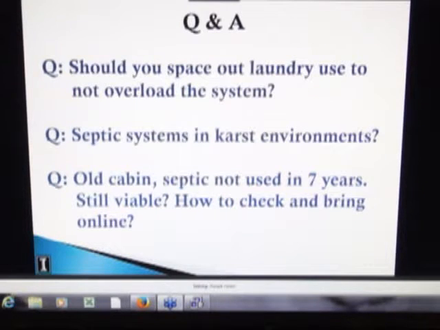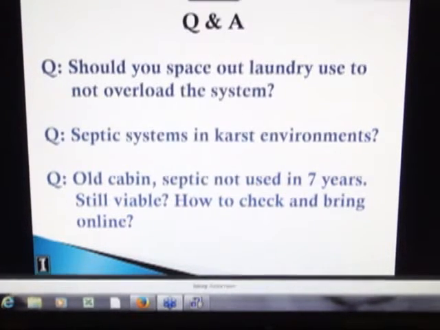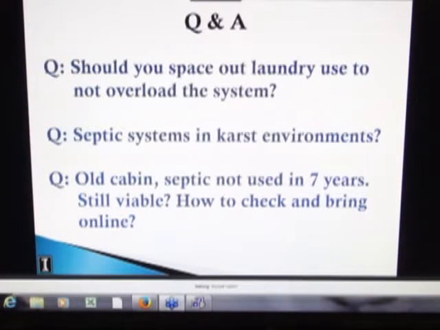And what happens when you do overload your system? You use so much water that the tank's all the way full and it's over the outlet baffle. As that water recedes, some of those floatable solids float out the outlet baffle and on out into the septic field. And that's a continuous cycle. Pretty soon there's enough floatable solids out in your lateral field that they cause your laterals to plug up or stop working. So, yeah, if you could space out your laundry and your showers, you're definitely better off.